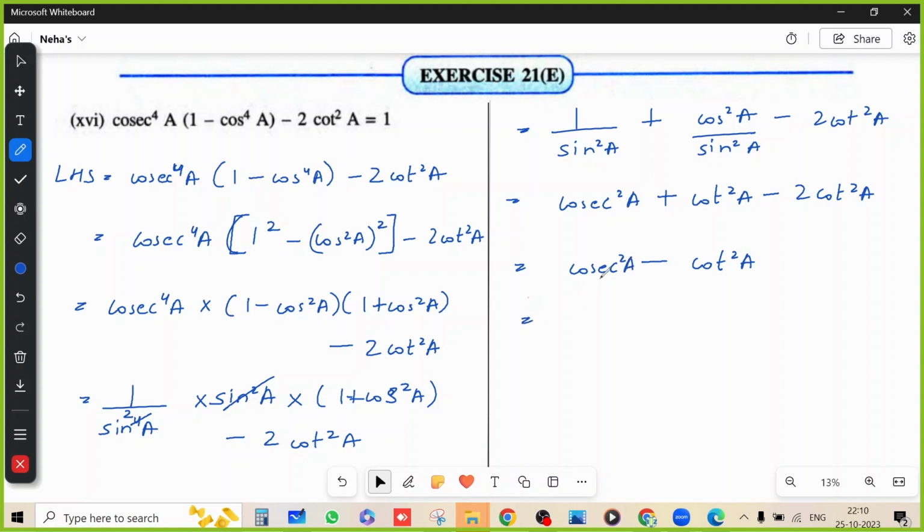and cosec square a minus cot square a is equal to 1 by using the trigonometric identity that 1 plus cot square theta is equal to cosec square theta. Therefore cosec square theta minus cot square theta is equal to 1, and this is equal to the right hand side, and hence we have proved that the left hand side is equal to the right hand side.